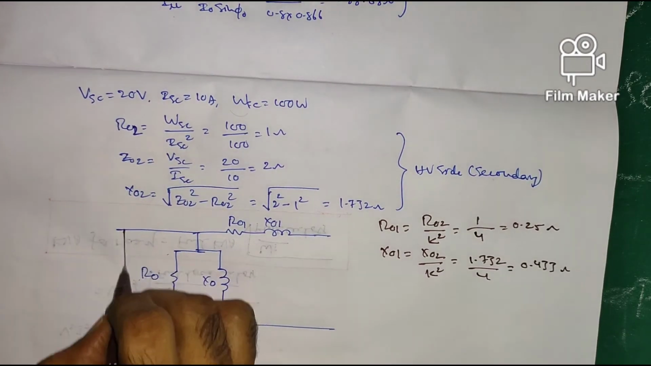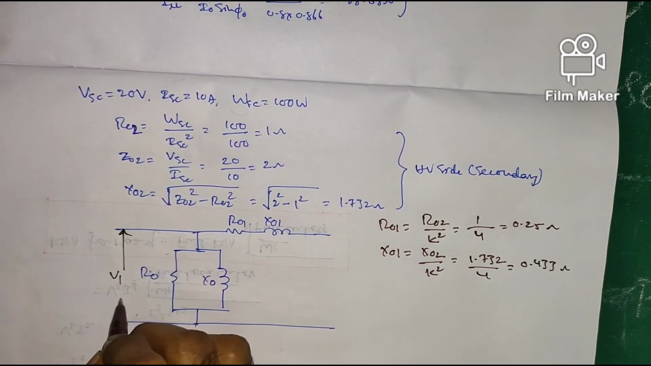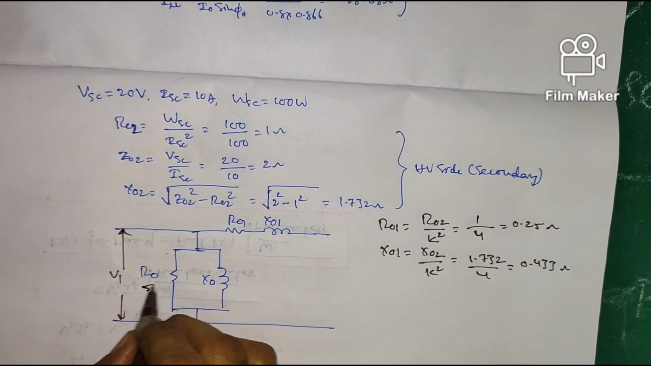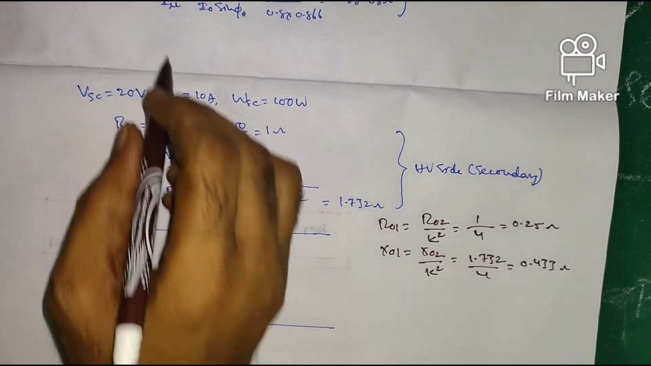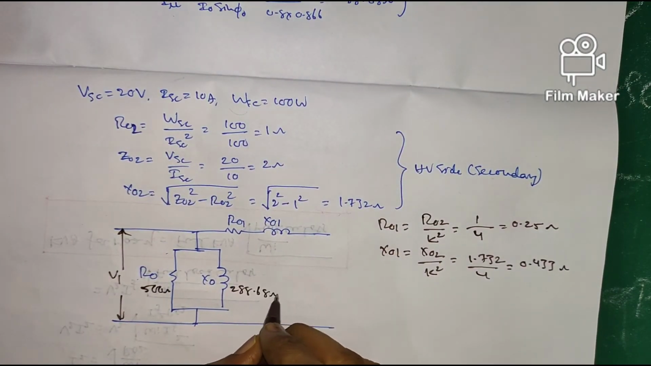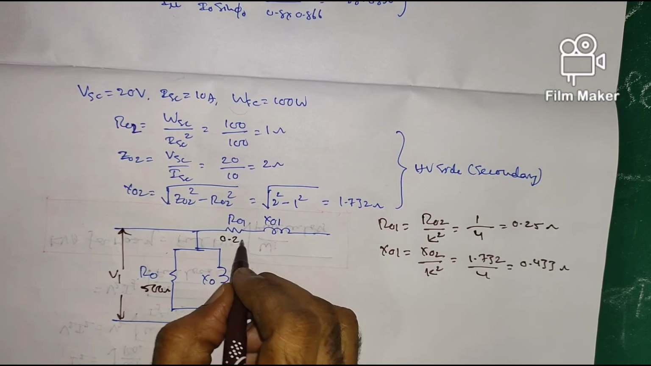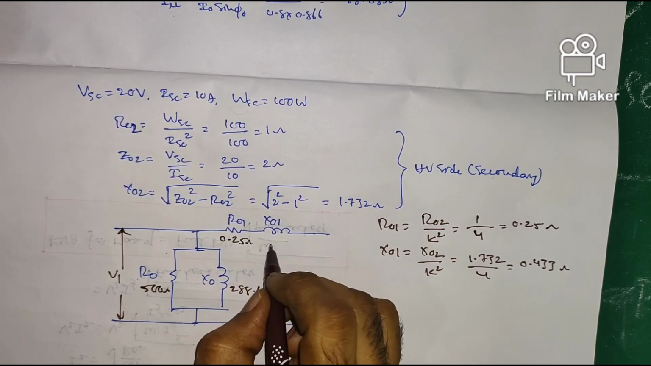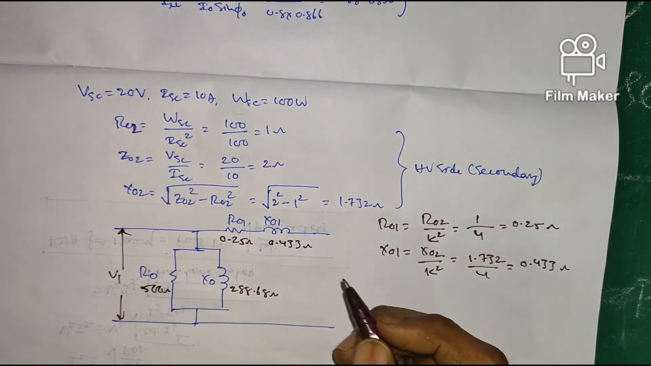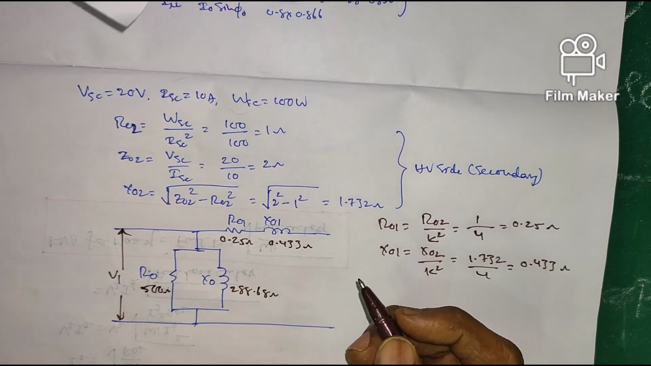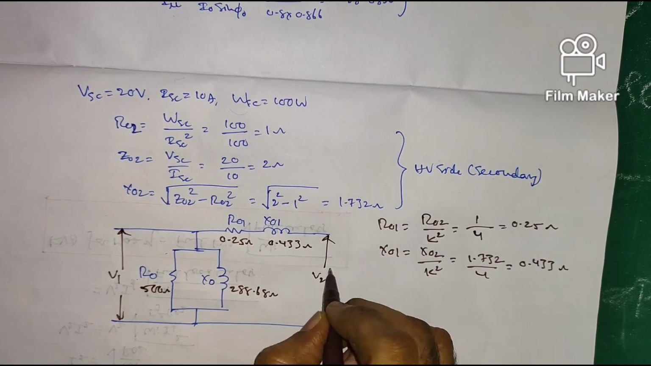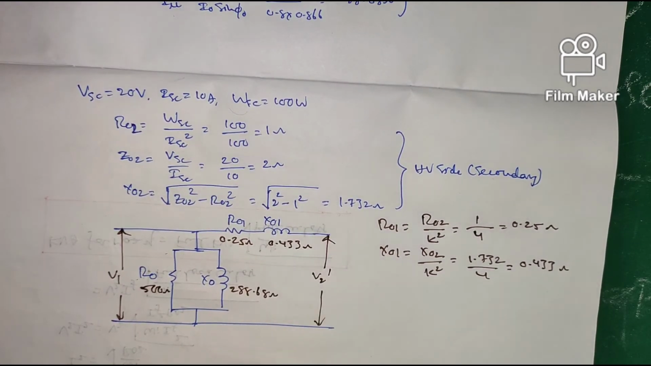Here this is the supply voltage V1. The value of R0 we have got as 500 ohms and X0 as 288.68 ohms, R01 as 0.25 ohms and X01 as 0.433 ohms, and this is your terminal voltage V2, represented with respect to the primary as V2 dash.